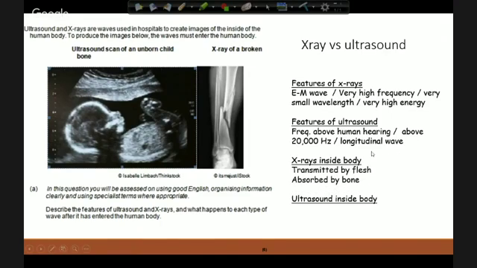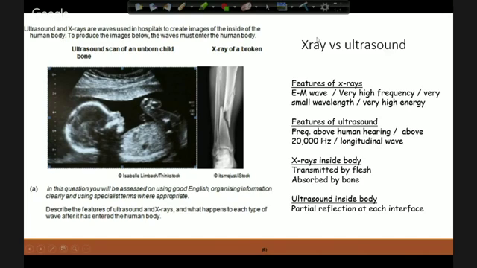X-rays inside the body. What happens to them after they've entered the body? Well, they are transmitted by flesh. So the X-ray passes through flesh, but they are absorbed by bone. And take care not to say that they're reflected by bone, because they really aren't. The bone does take the X-rays in and stops them passing through. And then finally, ultrasound inside the body. There is a partial reflection at each of the interfaces.